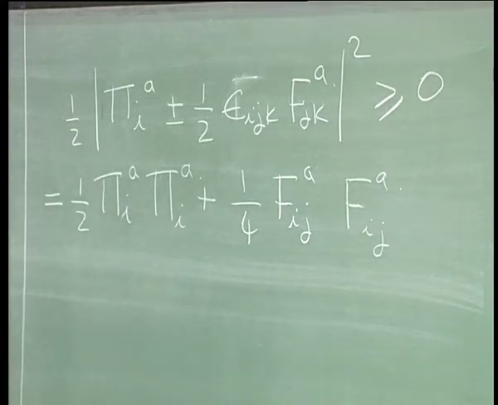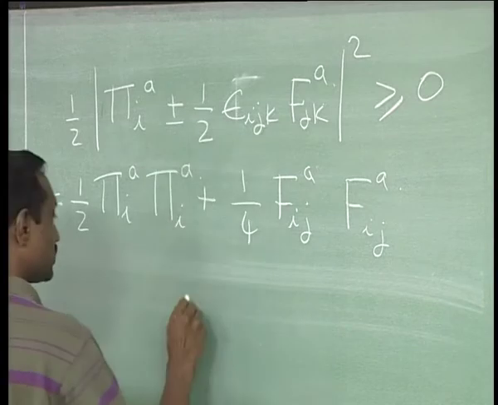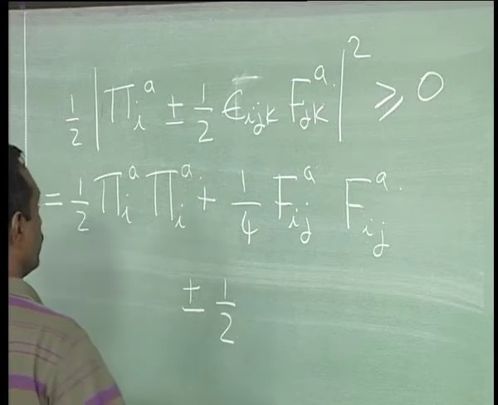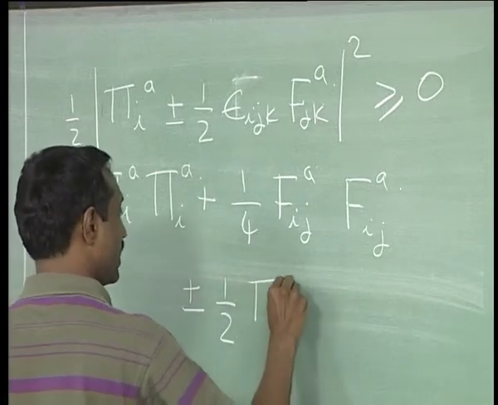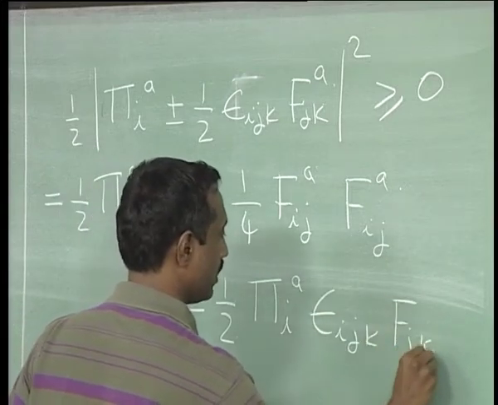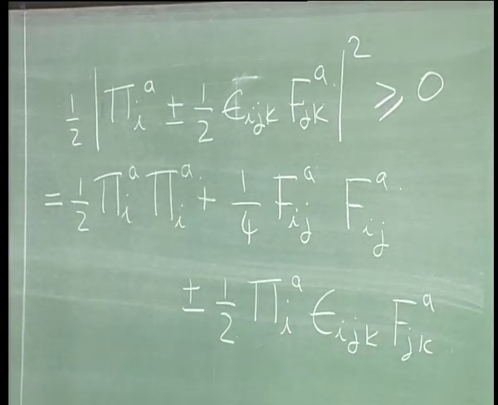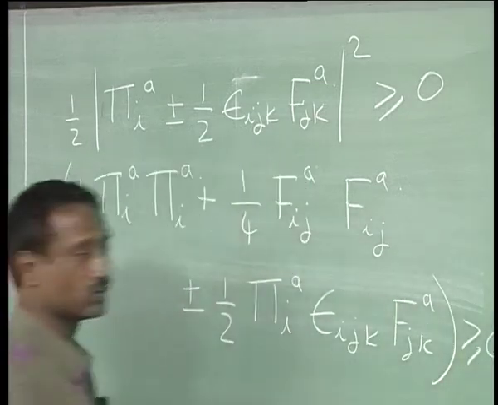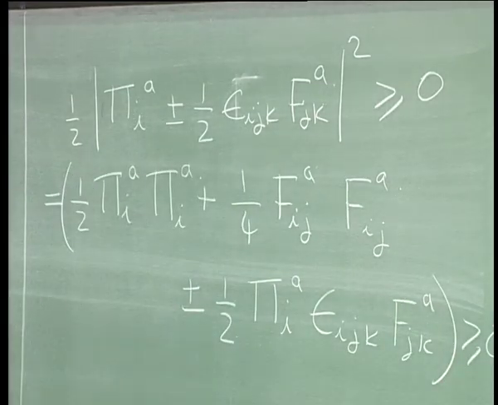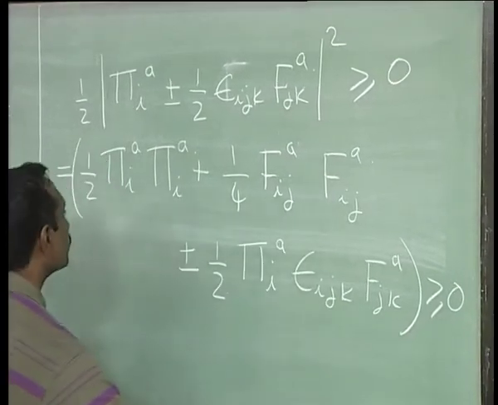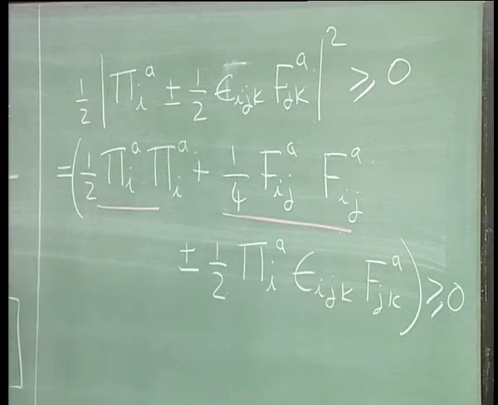Okay. But now you get 2 extra terms, rather the cross term, which is plus or minus half y I a epsilon I j k f j k of A. Okay. So, this is greater than or equal to 0. So, all I have done here is to expand that thing. Okay. So, now we can see that these two terms are precisely what appear here.